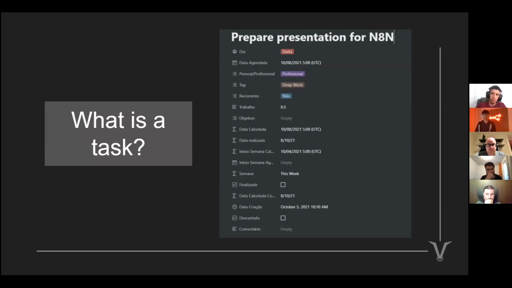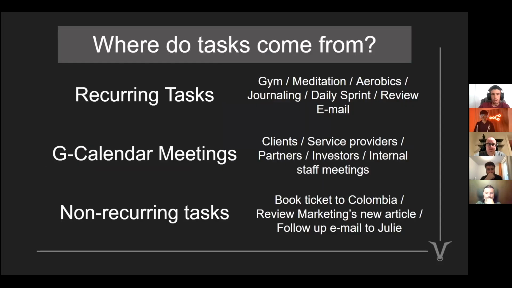So I have the day of the week. I have the day and time that it's actually scheduled. If it's professional or personal, I have a tag. So it could be deep work. It could be a personal task. It could be all types of things, personal or professional. If it's recurring, and how long does it take in hours? Because I really like to metrify everything that I do. And I'm going to show how I do that in a second.